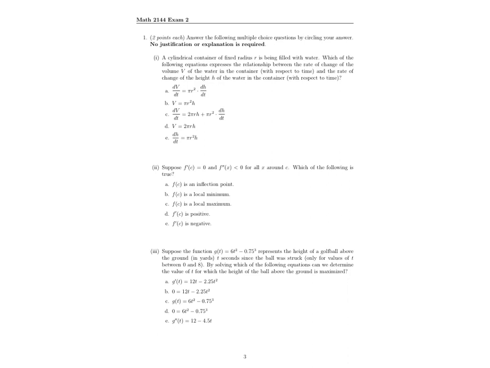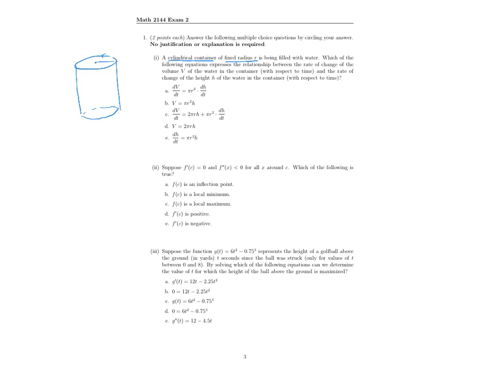So on this first one, it's saying that we have a cylindrical container of a fixed radius r being filled with water. So I'll just draw a cylinder. And the radius of that cylinder is r. Which of the following equations expresses the relationship between the rate of change of the volume V of the water with respect to time and the rate of change of the height with respect to time?